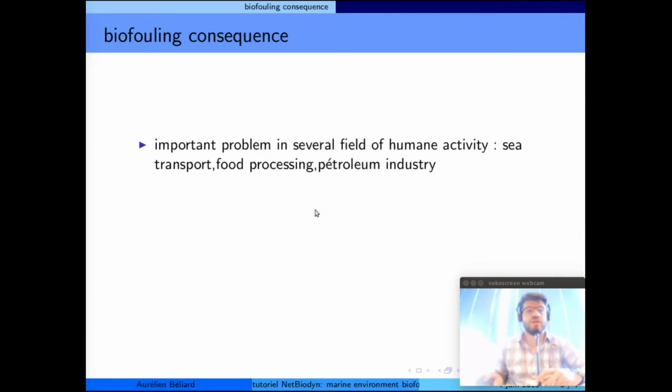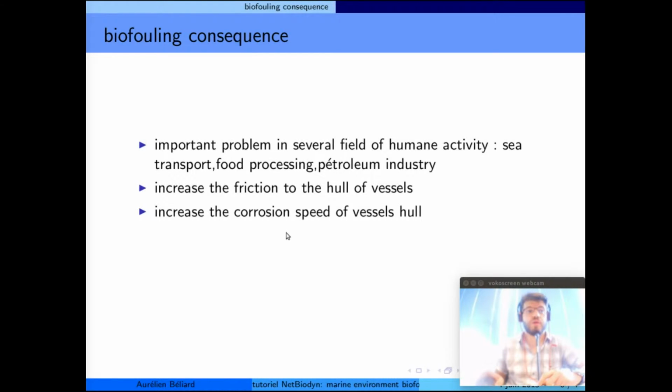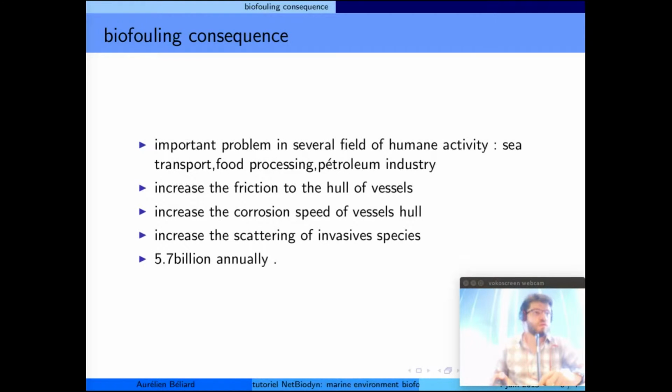Biofouling is an important problem in several fields of human activity, such as sea transport, food processing, petroleum industry. In sea transport, biofouling increases the friction of the hull. Also, it increases the corrosion speed of the vessel's hull. Biofouling has an impact on the scattering of invasive species. Government and industry spend more than $5.7 billion annually to prevent and control marine biofouling.